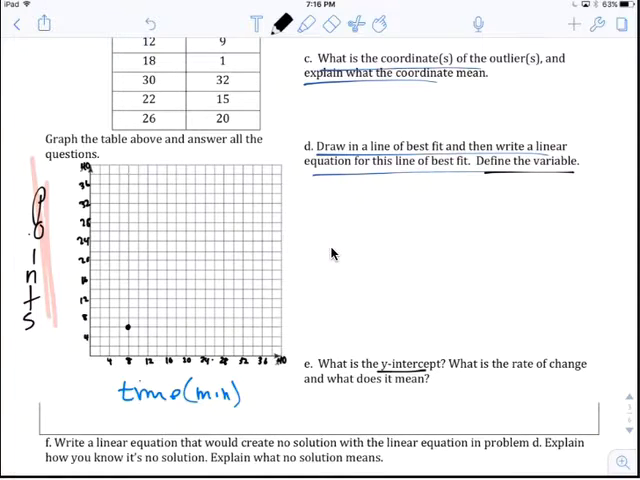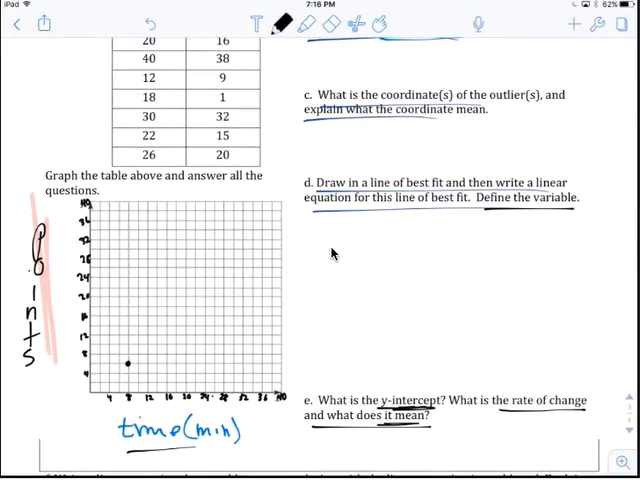What is the y-intercept? What's the rate of change? What does it mean? Remember, it's points over minutes here. So it means how many points per minute. At 0 minutes, they should make 0 points, you guys, even if it's negative. Anyways, I hope you guys know how to do this.